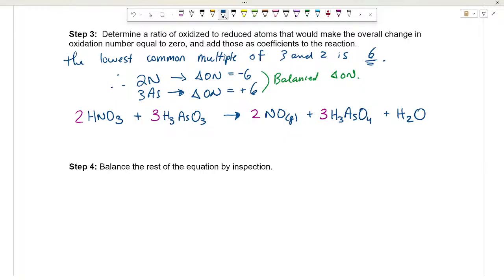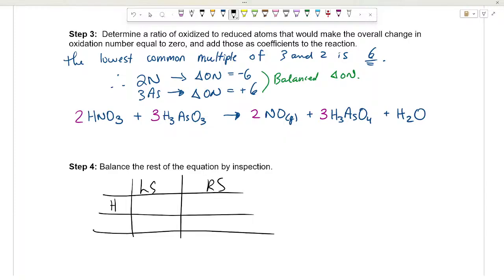Really, let's just count hydrogens, right? So here we can say left side, right side, and let's look at hydrogen. How many hydrogens on the left side? 2 plus 3 times 3 is 9 for a total of 11. And how many on the right side? 3 times 3 is 9, and 2 more is 11. Okay, so in that case, looks like we're okay.